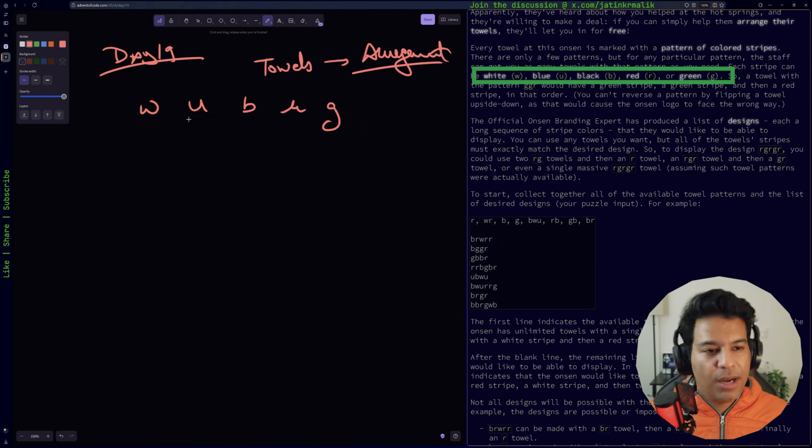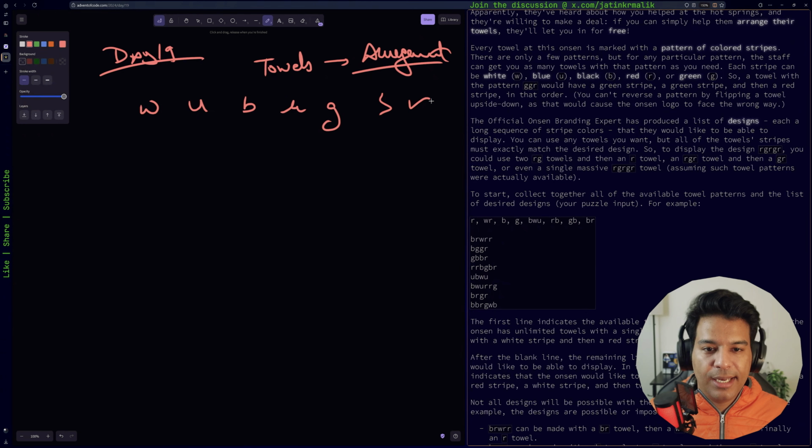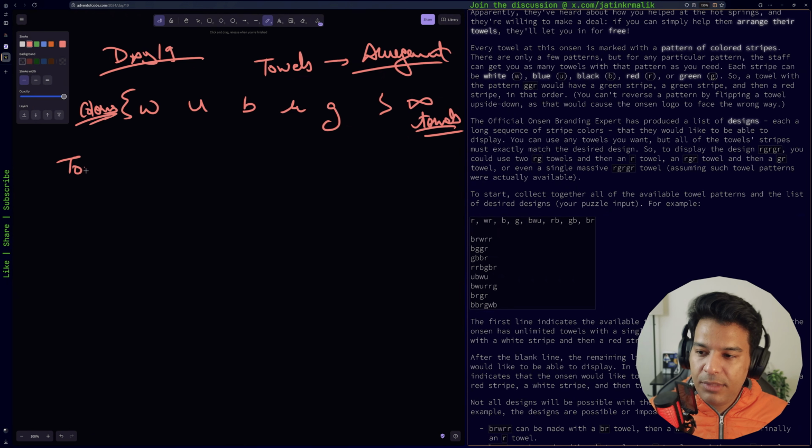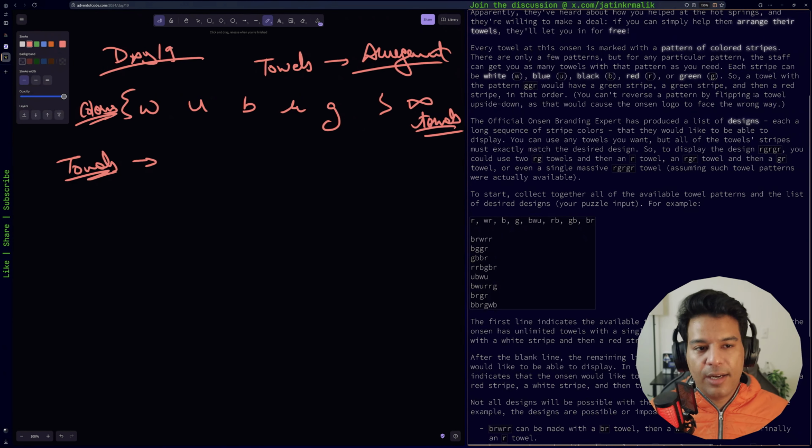Blue here is marked with a U. It says that we basically have an unlimited number of towels, so there is no problem with us running out. And we have to arrange them in some pattern. It gives an example: a towel with the pattern GGR would have a green stripe, a green stripe, and a red stripe in that order. These are our primary colors, and then we can have some towels that have a combination of these patterns.